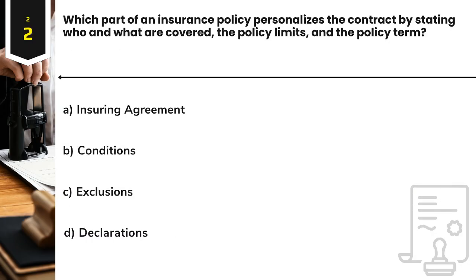Question 2. Which part of an insurance policy personalizes the contract by stating who and what are covered, the policy limits, and the policy term? A. Insuring agreement, B. Conditions, C. Exclusions, D. Declarations.